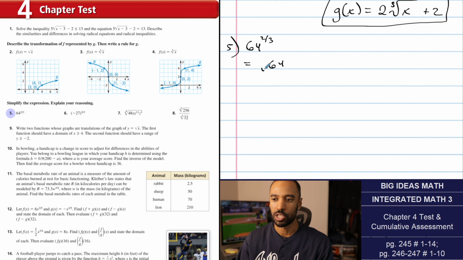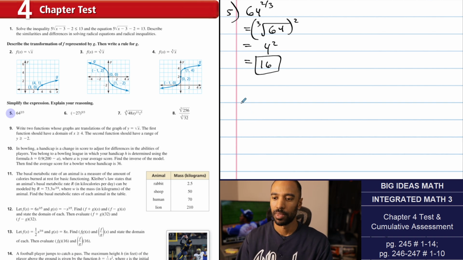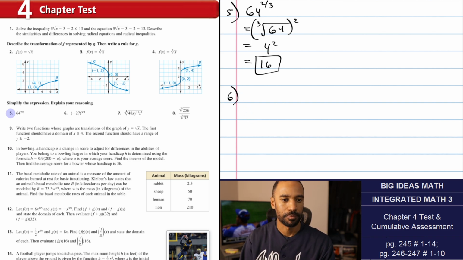So my explanation is we can convert this to the cube root of 64 and square it. And cube root of 64 is 4. 4 squared is 16. That's my explanation for simplification on number 5.